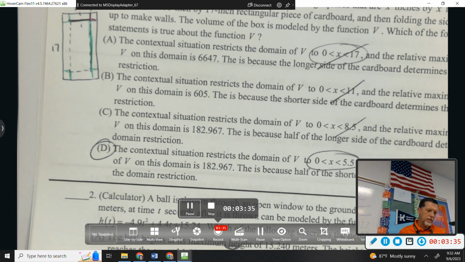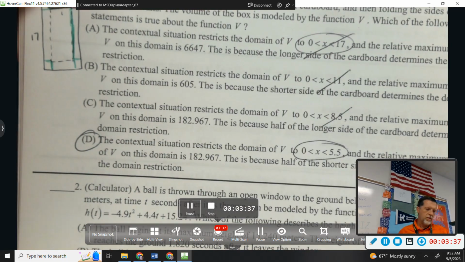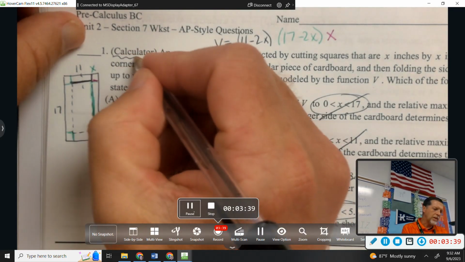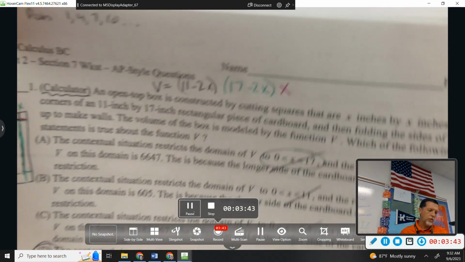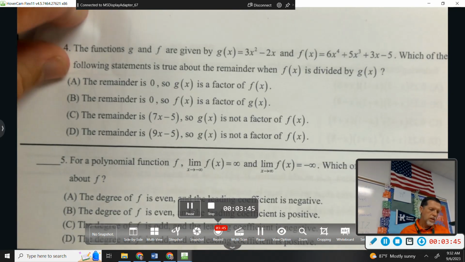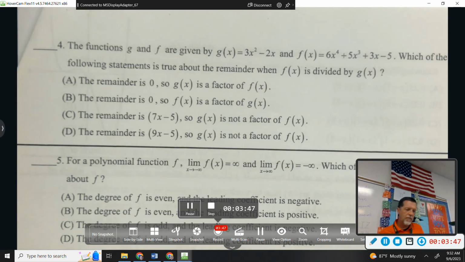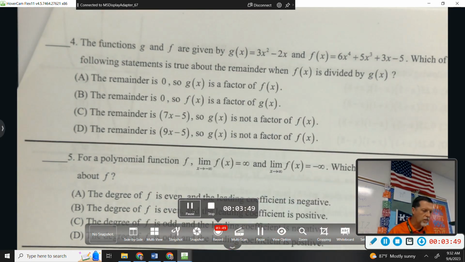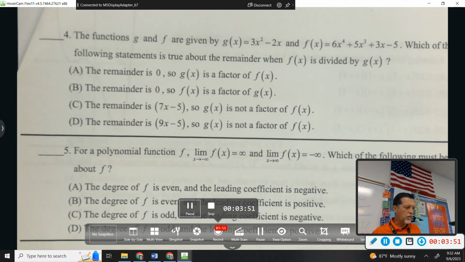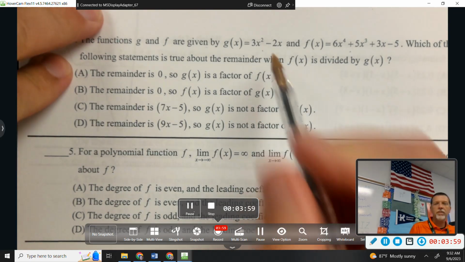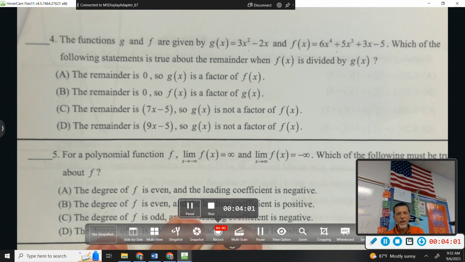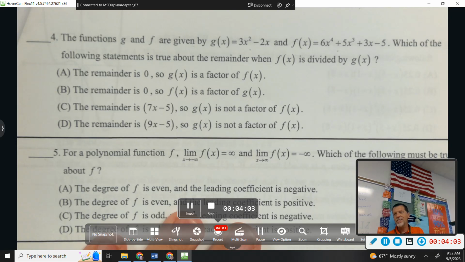Number 4. So yeah, it says calculator, but you didn't really need a calculator for that because of the differences in the answer choices. Number 4. The functions f and g are given by those two things. Which of the following statements is true about the remainder when f is divided by g? When f is divided by g. Ooh, we haven't done one of these in a while. And by that I mean, can I synthetic divide on this guy?